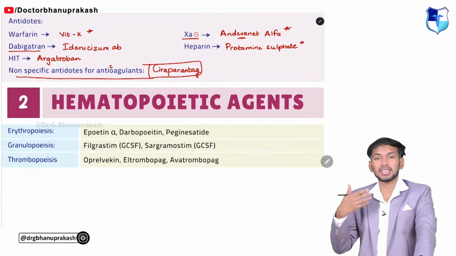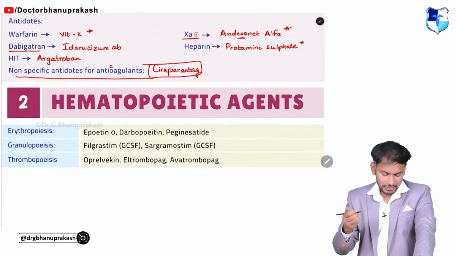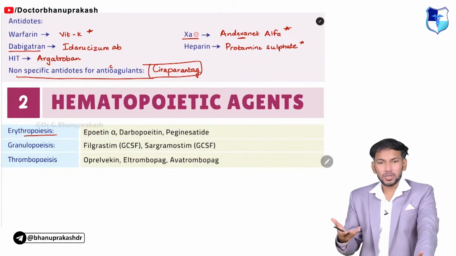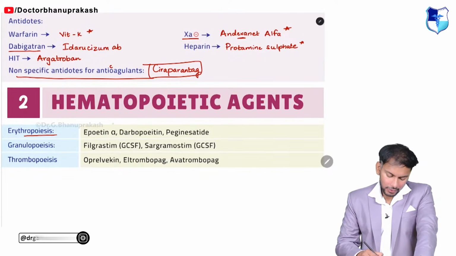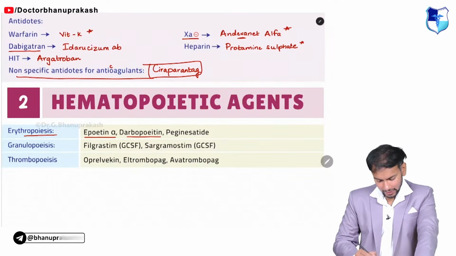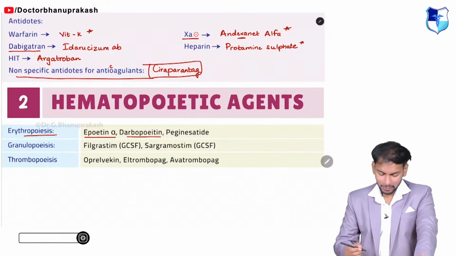That means these are increasing the blood cells. Now, to increase the RBC, you can give erythropoietin. Yes, increasing RBC is what is known as erythropoiesis. You can give erythropoietin analogs. So, everything is given in the name. Epoetin alpha, erythropoietin. Darbepoetin, it is erythropoietin. Given in the name, I told you.